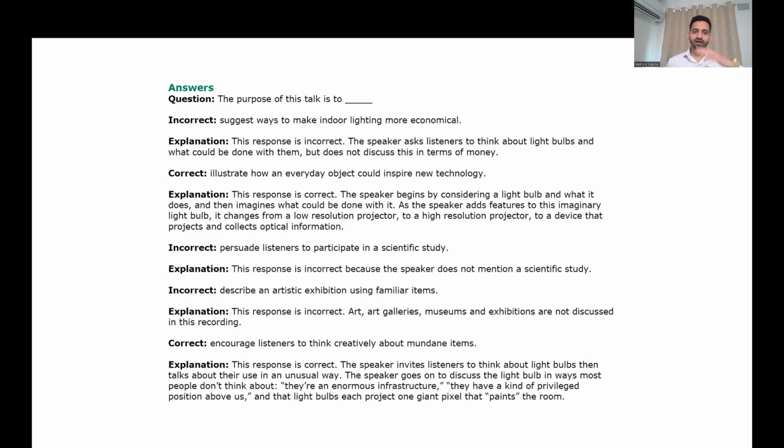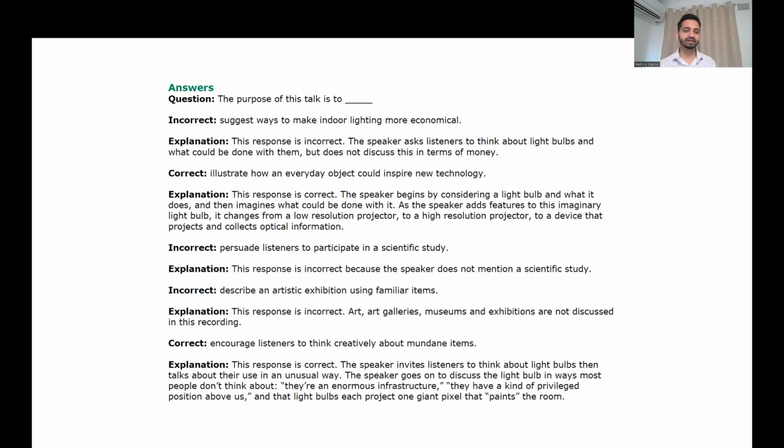And the last option: encourage listeners to think creatively about mundane items. Mundane items are just normal items. How can you think about them creatively? That is the purpose of the speaker, isn't it? He talks about a mundane item like a light bulb, but then thinks about it in creative terms. And that's exactly what he's trying to do as well.